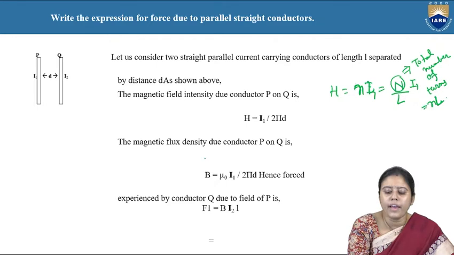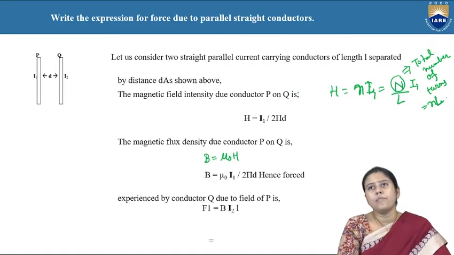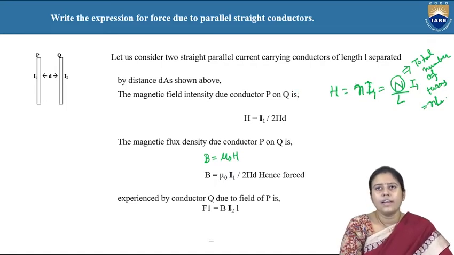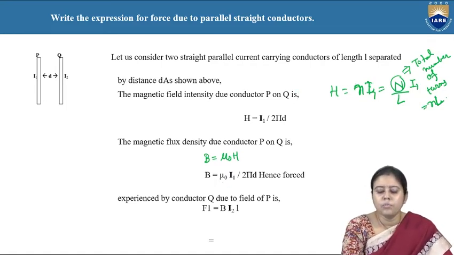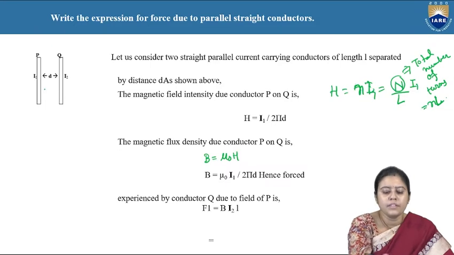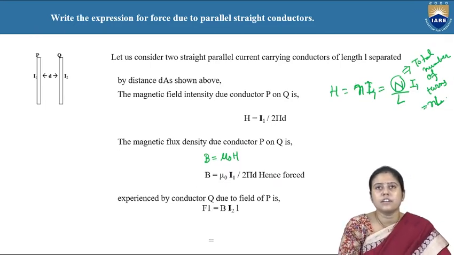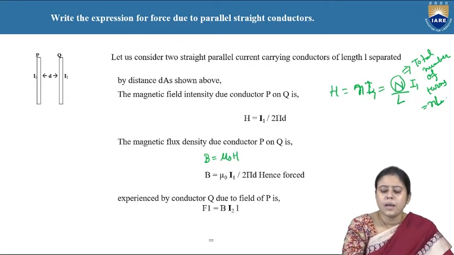What is B? The relation between B and H is B is equal to mu naught H. So if we put the value of H here, we get B is equal to mu naught I1 by 2 pi d. So what is F1? F1 means force on the second conductor due to the first conductor. So what is this? B I2 into L. So what is the value of B?